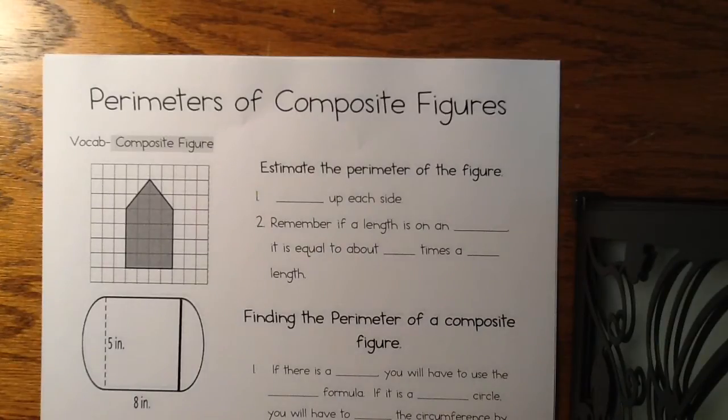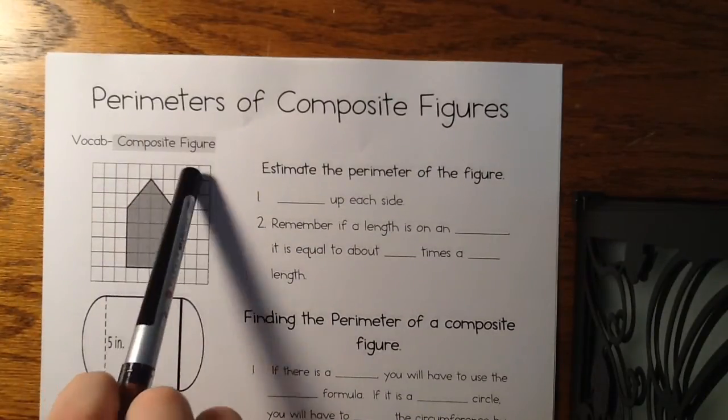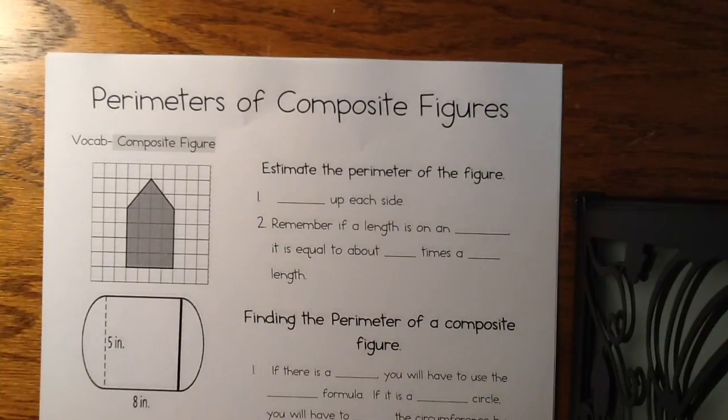Today's lesson we will be going over perimeters of composite figures. So our vocab word for this section is composite figure. A composite figure is a shape made up of two or more shapes.